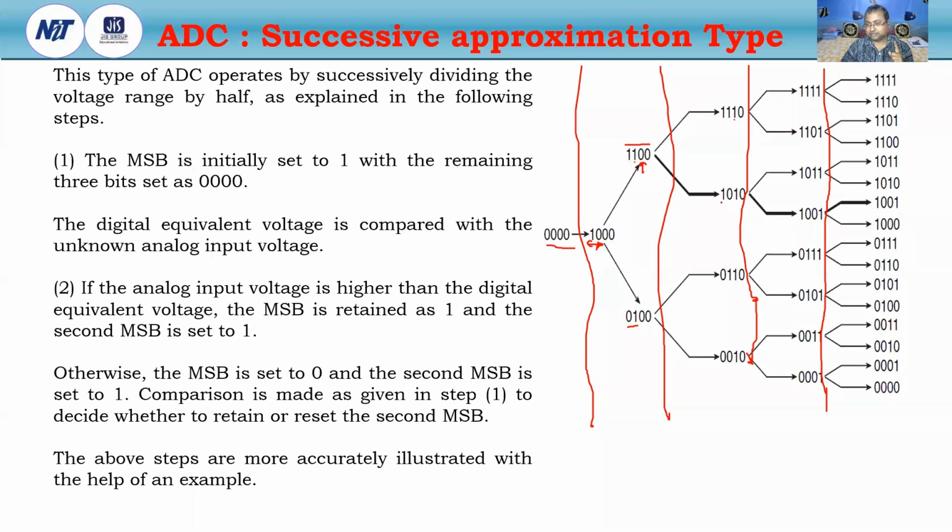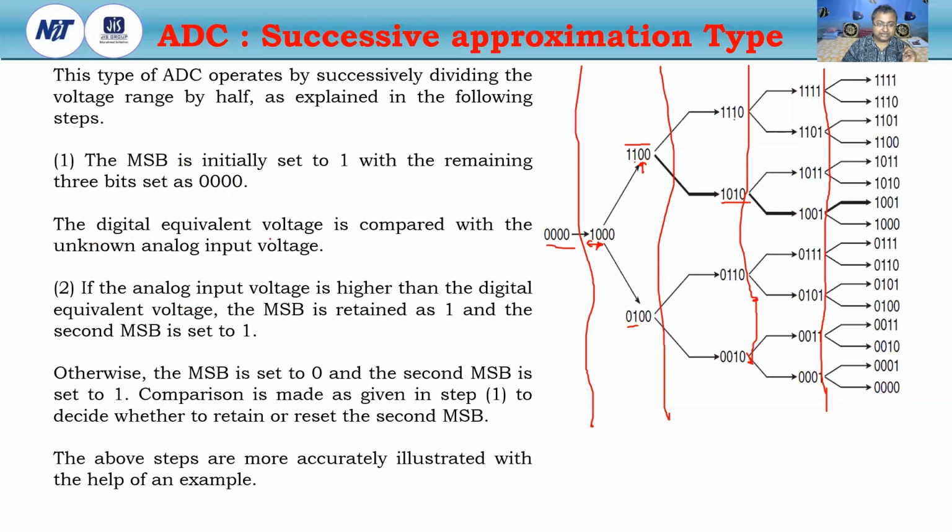1, 0, 1, 0. So in general, if I look into the steps, the first step is the MSB bit is initially set to 1 with the remaining 3 bits set to 0.